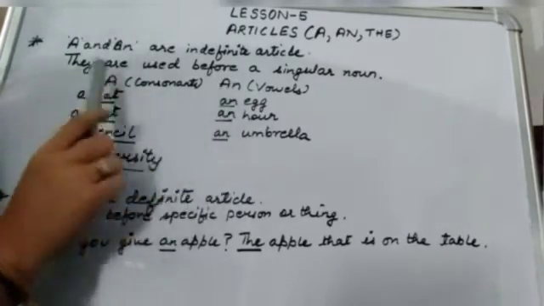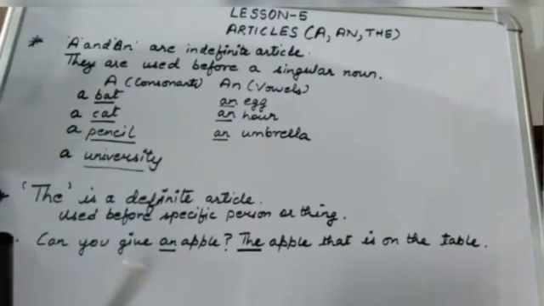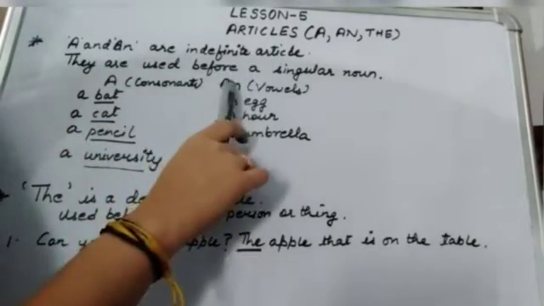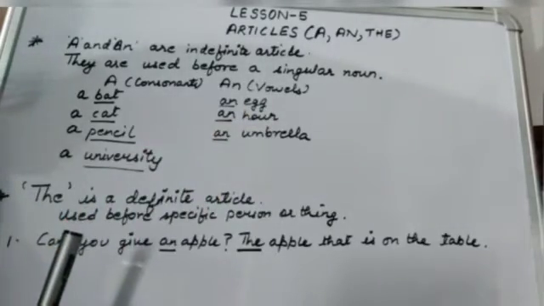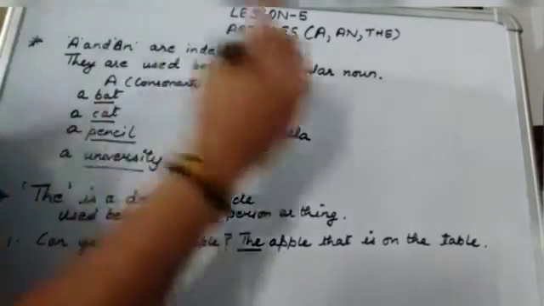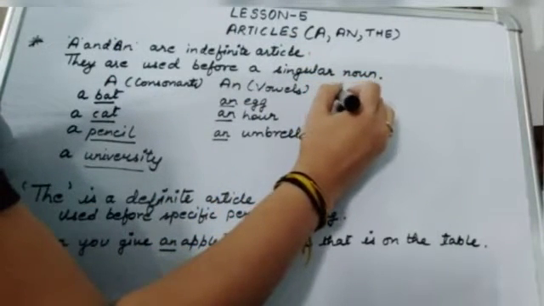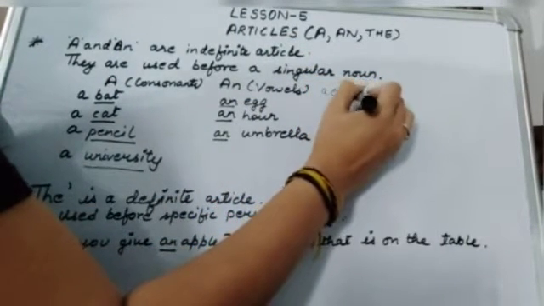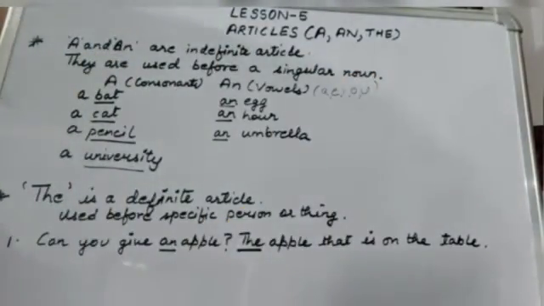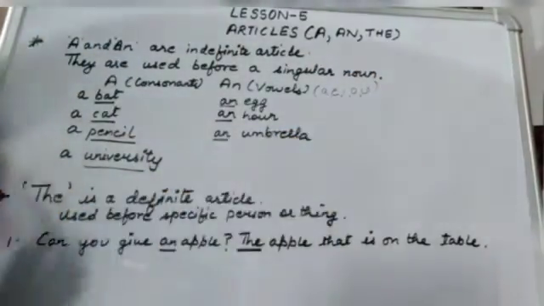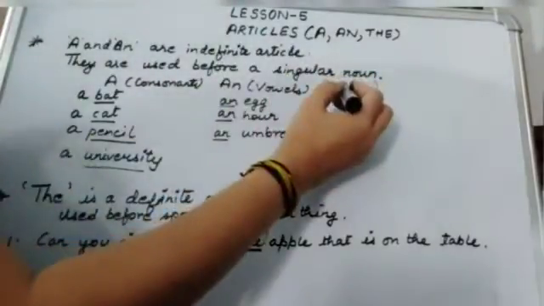See class, one more thing: a is used before consonants and an is used before vowels. We know vowels are A, E, I, O, U. We have done this earlier also. These are our vowels. And what are consonants? Consonants are all the letters except for A, E, I, O, U.